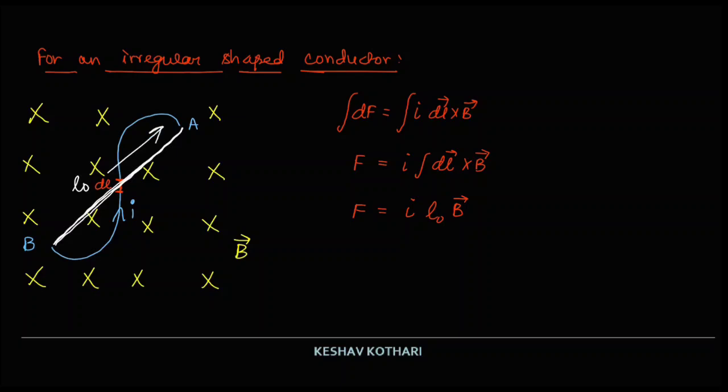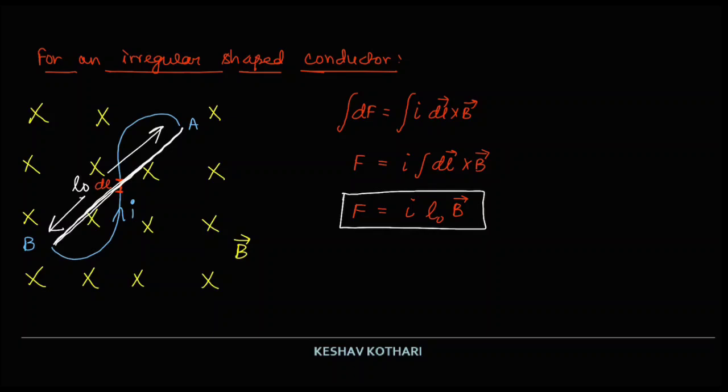So we replace this equation with this L naught, and we write the value of force F, which is equal to I L naught B. So basically, if the wire segment is irregular in shape, then the effective length for the calculation of force is the shortest distance between the two ends of the wire.